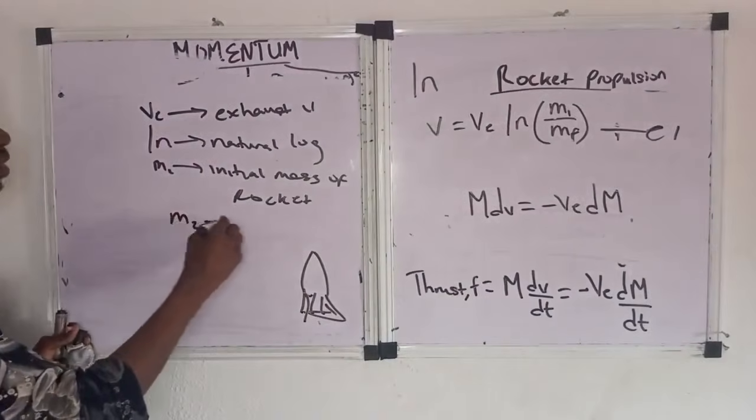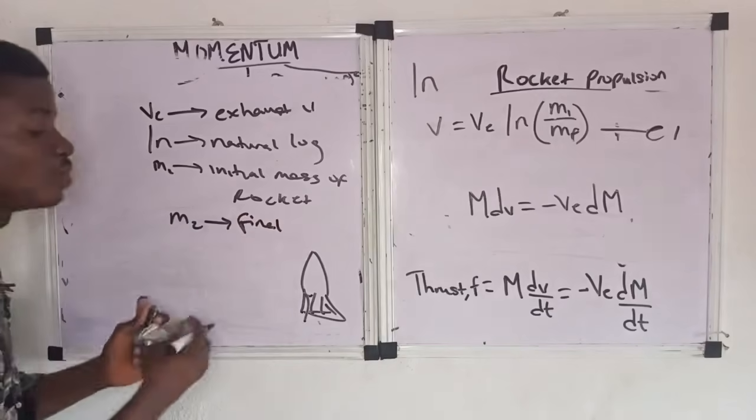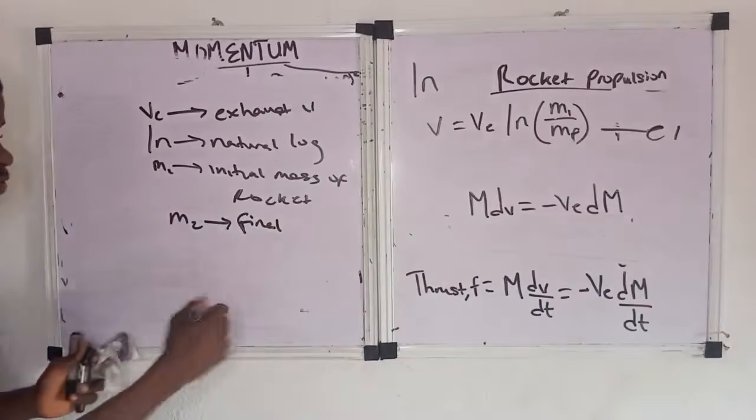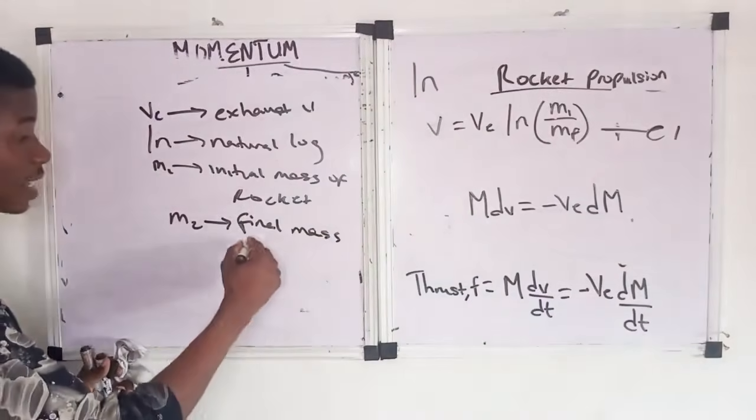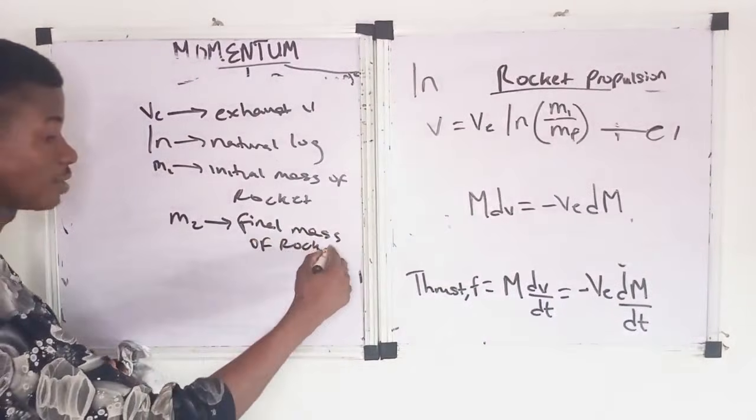Then this one M2 is the final mass of the rocket, right? After we have burned the fuel to a certain extent. So after we have burned the fuel, this is the final mass of the rocket, right?